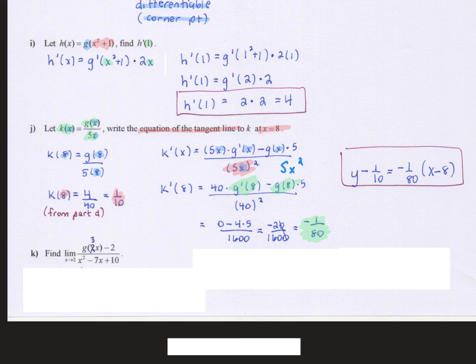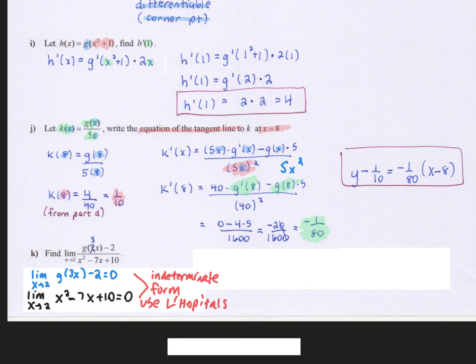In part K, I'm asked to evaluate this limit. The most basic form of evaluation is to take your 2 and plug it in. And what happens is I get 0 over 0, which is that indeterminate form. Remember, when you use L'Hopital's rule, which is what I need to use to get myself out of that 0 over 0 situation, I need to express the limit of the numerator and the limit of the denominator separately. So I say the limit as x approaches 2 of the numerator is 0. The limit as x approaches 2 of the denominator is 0. I end up with this indeterminate form, therefore I'm going to use L'Hopital's.